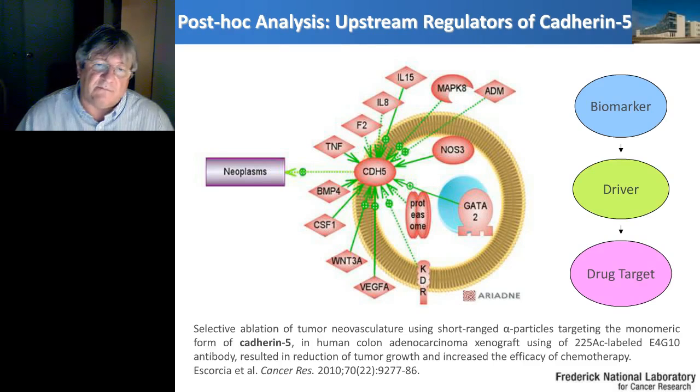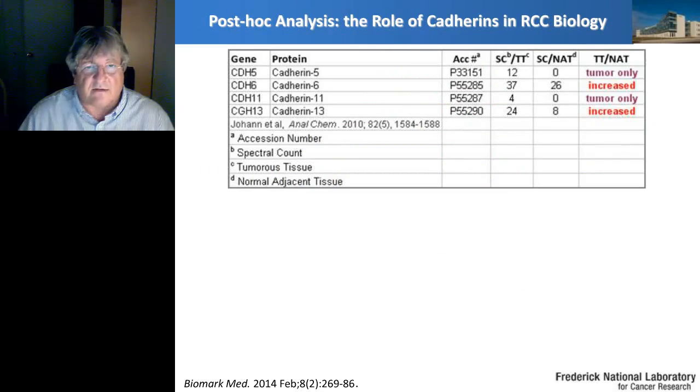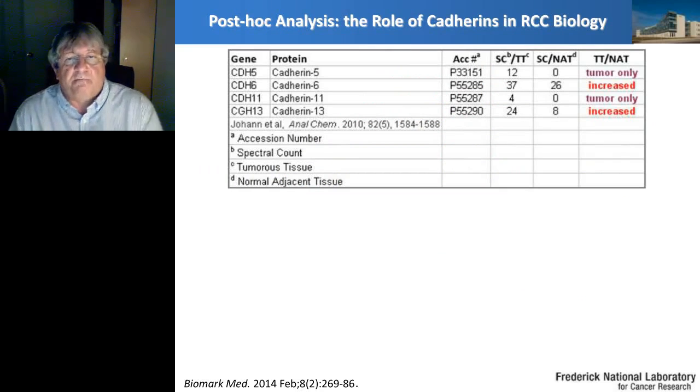So that is something that we would say can be used, cadherin 5, the same as HER2, because it's a biomarker driver, and most probably is a driver in angiogenesis rather than in the epithelial part of the cancer.